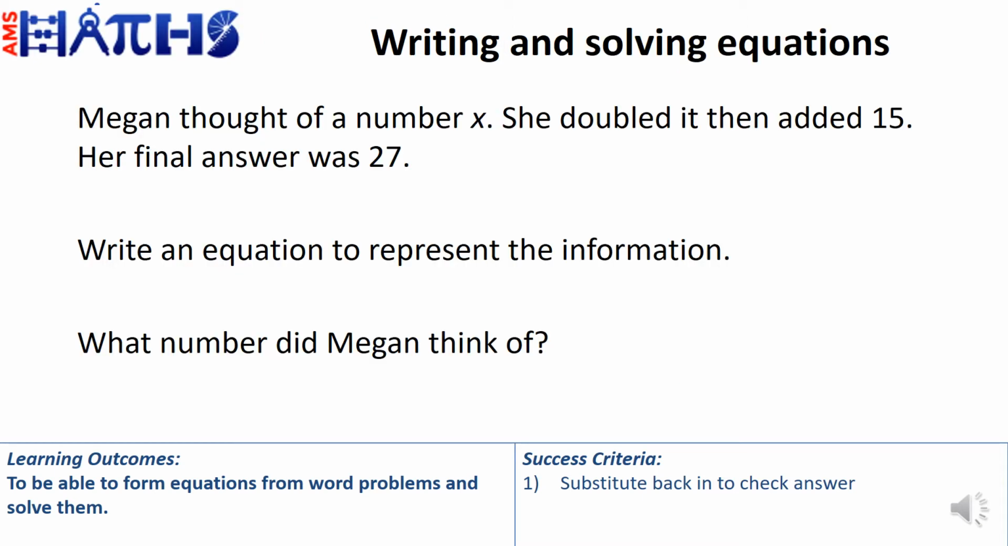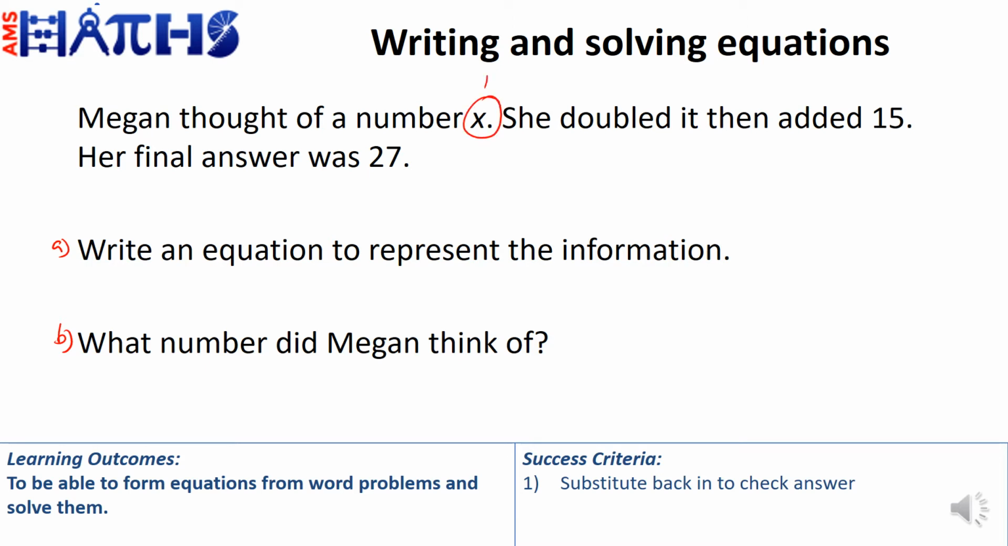Right, now we're going to look at writing and solving equations. So here's an example of how you can do questions like these. So it says Megan thought of a number x, she doubled it, then added 15. Her final answer is 27. So we need to write an equation for the information given, and then we need to find out what number she thought of. So we're just going to make some note of things that she did.